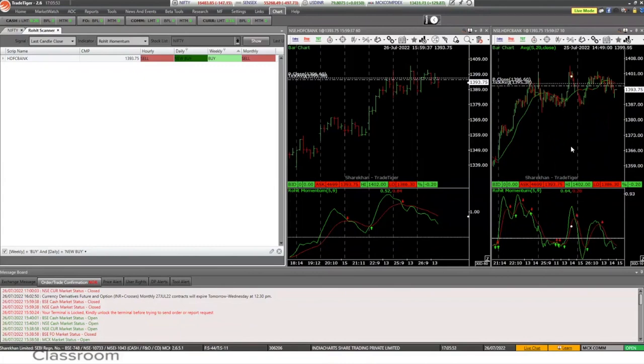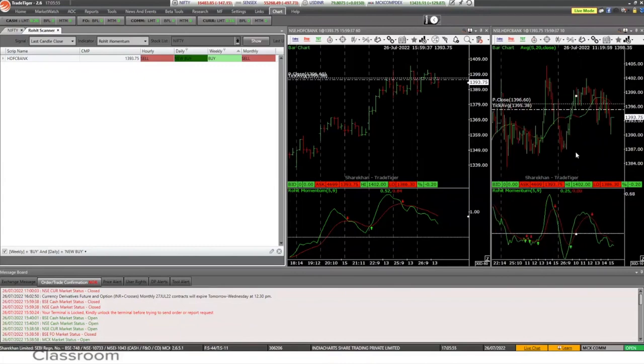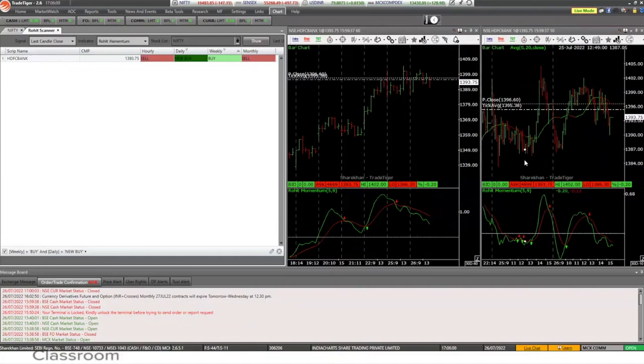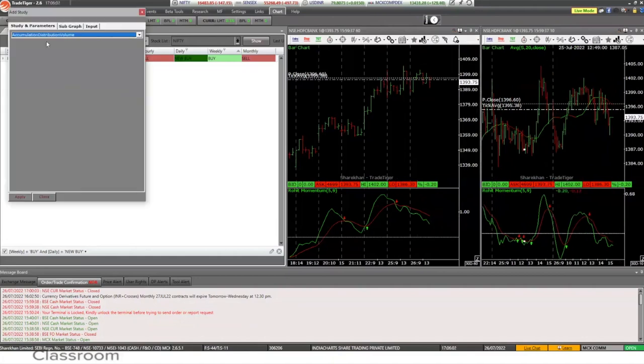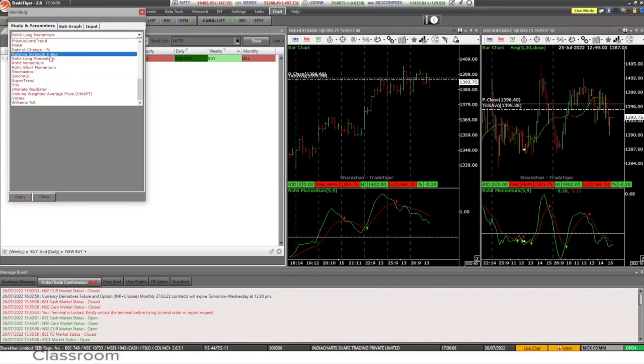How to apply Rohit short and Rohit long on a TradeTiger screen? Just add them. There are 3 different indicators: Rohit long indicator, Rohit short indicator, and Rohit momentum indicator. Yeah, all 3 are listed down here.